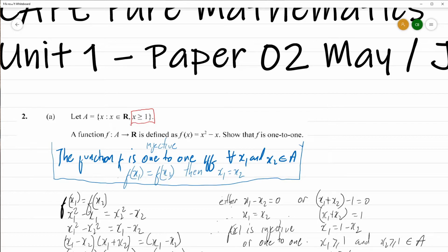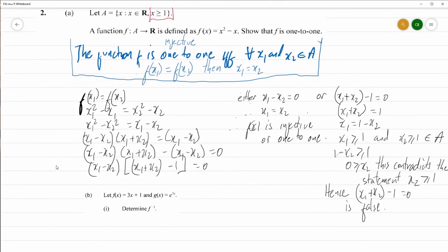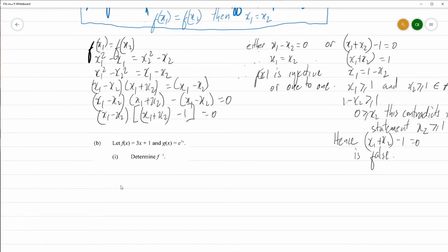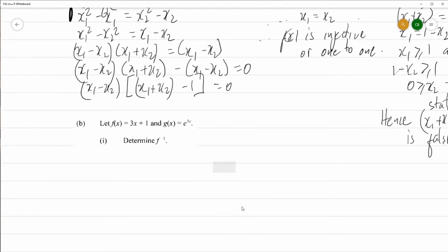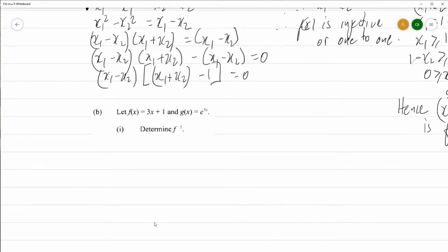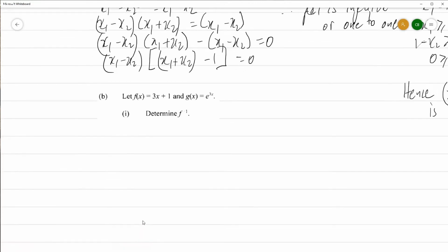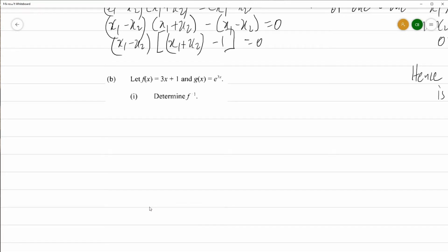Okay. All right, so let's move on. We are now on number 2, part B. So number 2, part B, we are given an expression for f, and we are also given an expression for g of x, and we have to find f inverse.